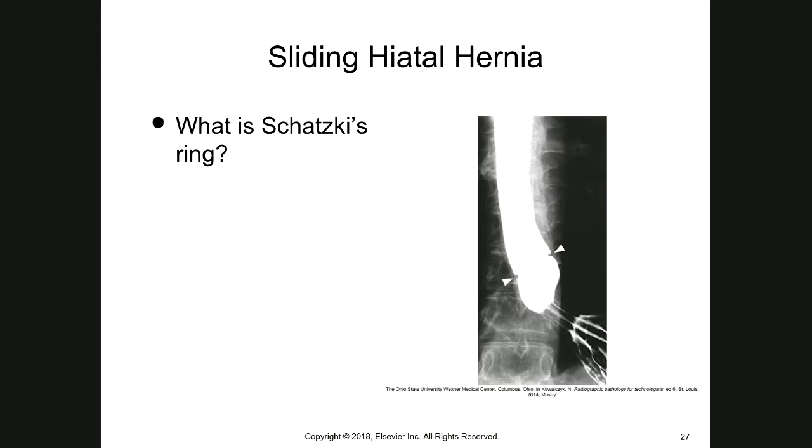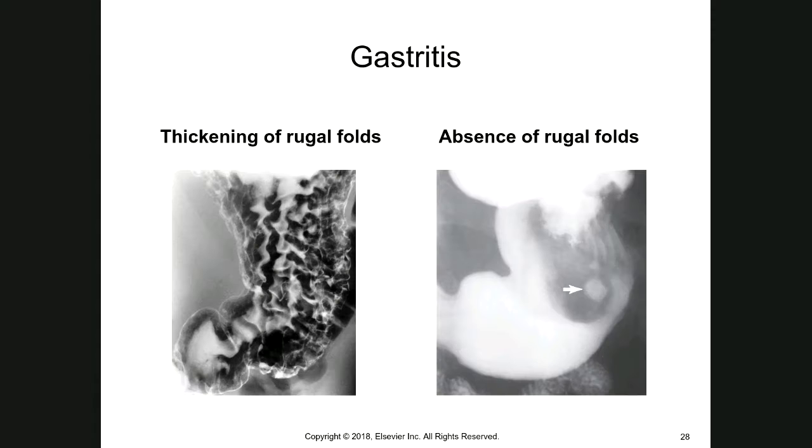Gastritis is an inflammation of the lining of the stomach. You've got that thickened rugae folds in there. Again, not really comfortable on the patient. Gastritis, remember, itis is an inflammation. Gastro refers to the stomach, so it's an inflammation in the stomach. Patients are just in pain from that.